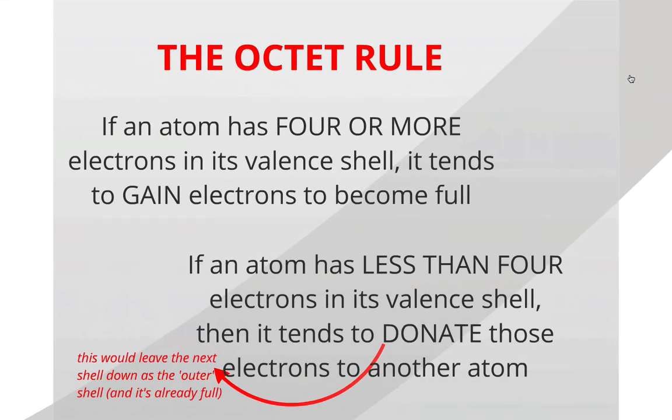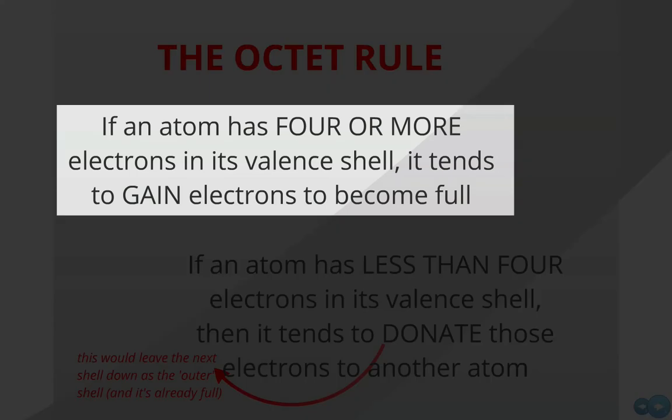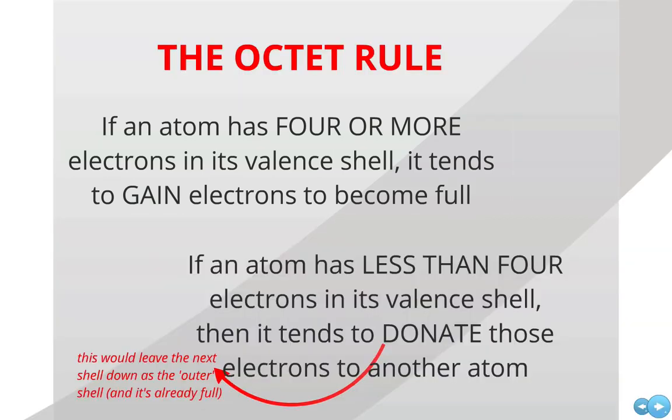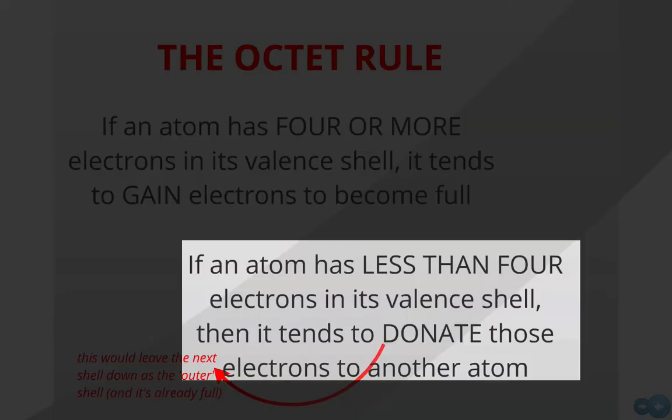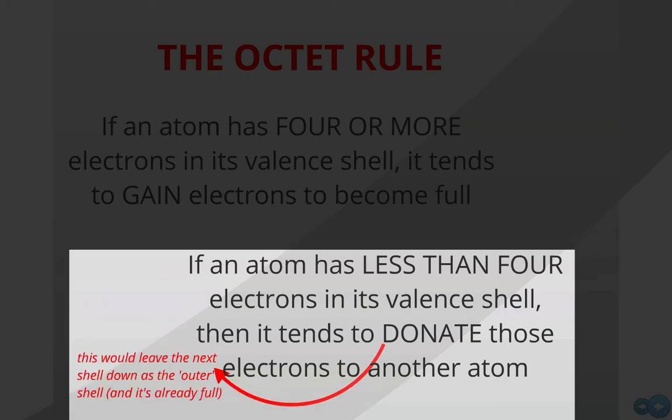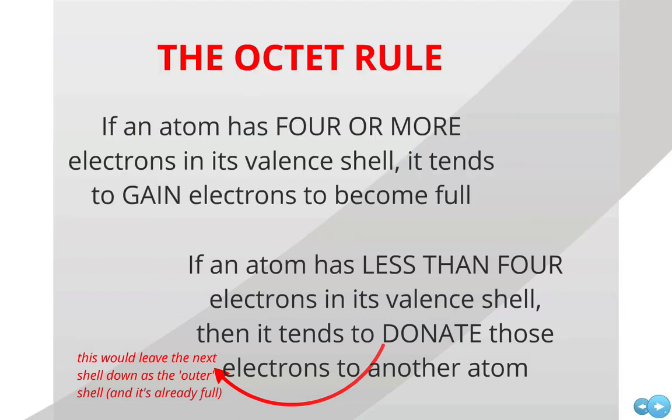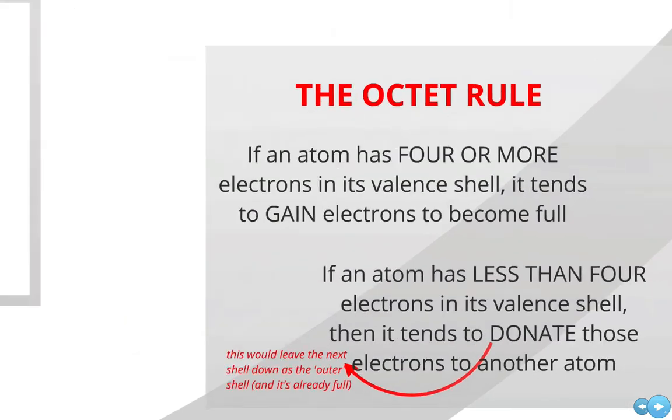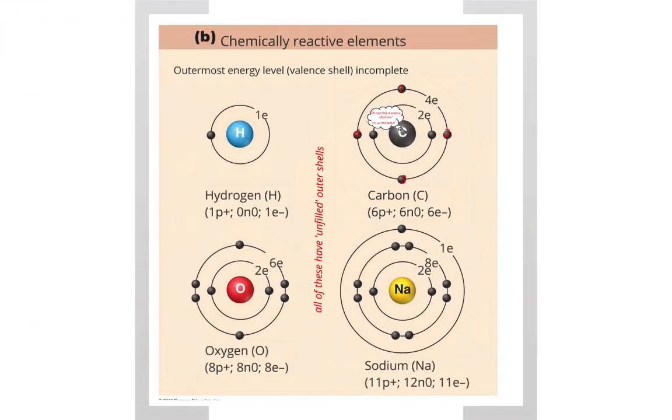The octet rule basically says that if an atom has 4 or more electrons in its outer shell, it tends to gain electrons to become full. On the other hand, if it's got less than 4, then it tends to donate those to another atom. That's going to leave the shell below that as the outer one, and it's already full because they fill from the inside out. So following those rules, let's take a look again at the atoms we've just seen.